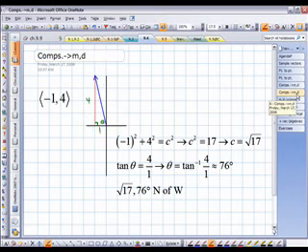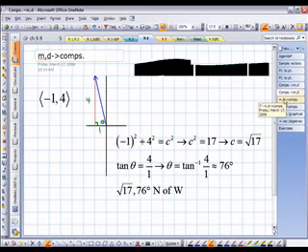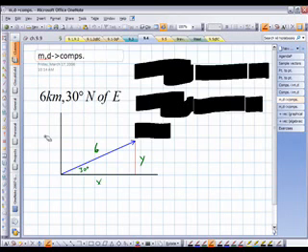Now let's look at it the opposite way. We're going to have a magnitude and direction, and we'll get the components. So this time, the magnitude is 6 kilometers. The direction is 30 degrees north of east. So we don't know how long 6 is, so just draw any length you want, but you have to make it an angle of 30 degrees to the north of east. So you start out going east, then turn 30 degrees to the north.